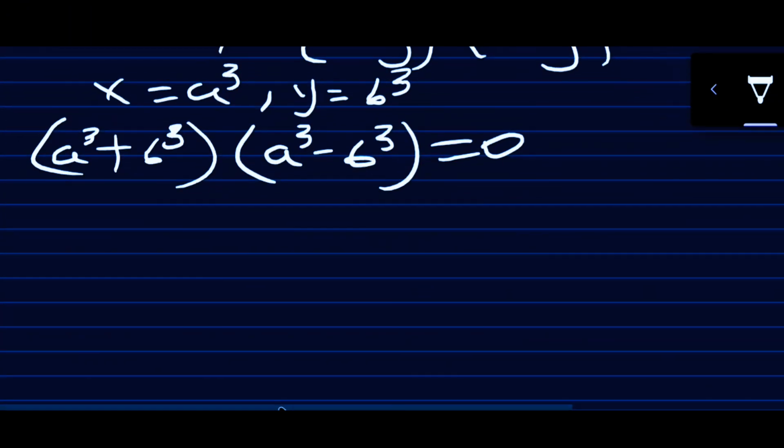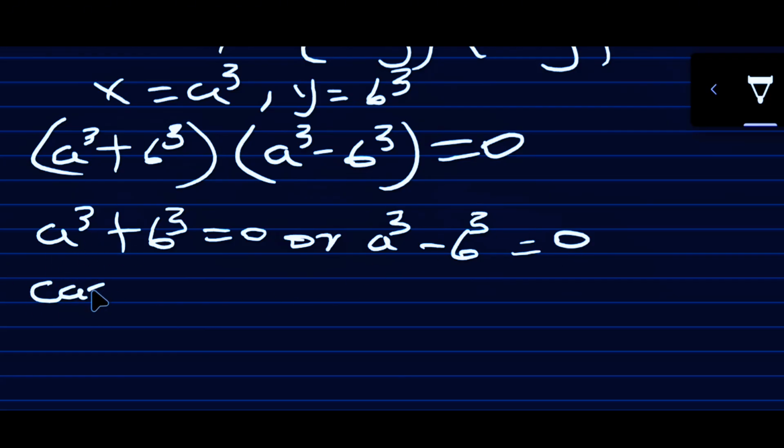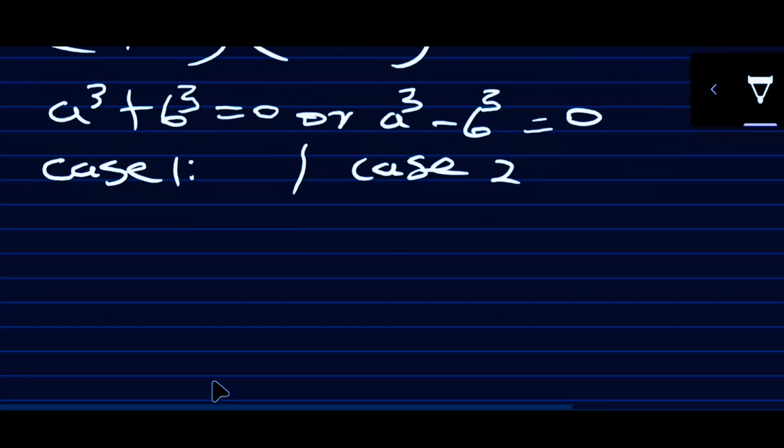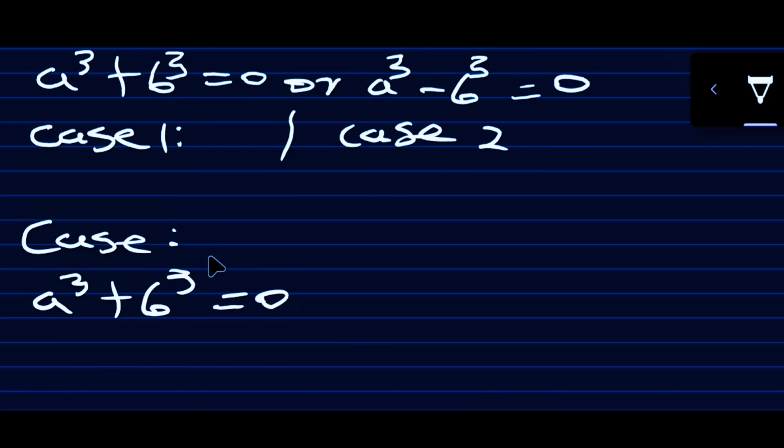From here, if we apply the zero product rule, it simply means that either a^3 + 6^3 = 0, or a^3 - 6^3 = 0. This particular one here is case 1, while this one is case 2. So we are going to solve case 1 and case 2. Let's go for case 1, which is a^3 + 6^3 = 0.